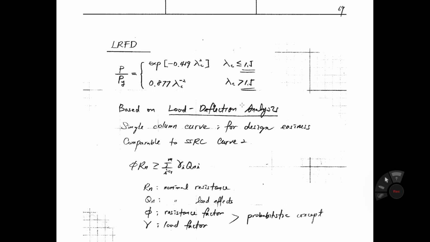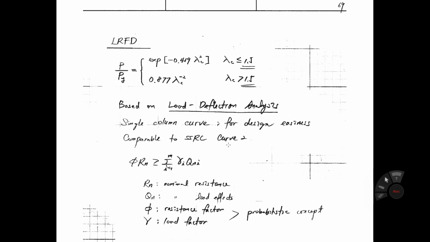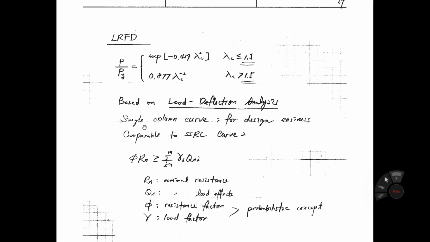As I mentioned before, the LRFD curve considers the geometric imperfection. That means LRFD uses second-order analysis in its development, right? They use a single column curve. Firstly, they developed 3 different curves. But for the designer, it is somewhat complicated to use 3 different curves for different sections. So they determine just one design curve. That is the LRFD curve, for design easiness, comparable to SSRC curve 2. A little higher strength is used.